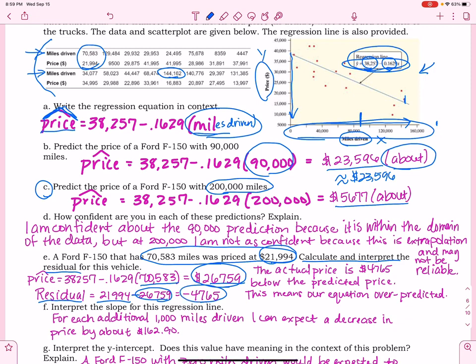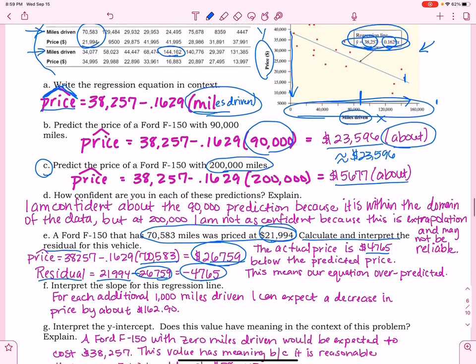4,765. It is perfectly acceptable to get a negative value for your residual because it clearly tells me that my actual data point is lying underneath my line. My line is over predicting the actual value. So notice that since my actual price is $4,765 below the predicted price, it means our equation is actually over predicting in this particular situation.